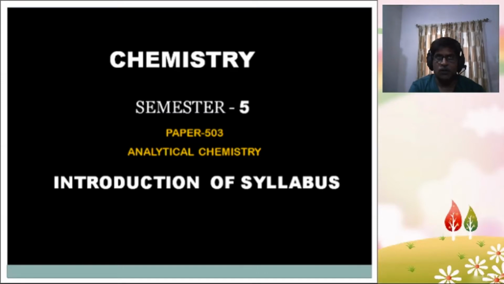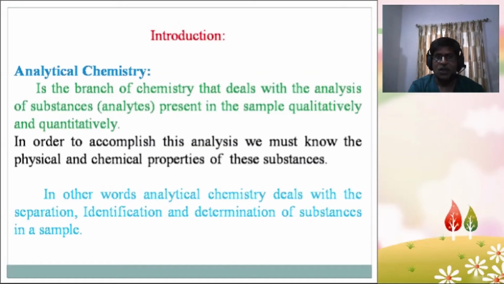First of all, we discuss analytical chemistry. What is analytical chemistry? Analytical chemistry is the branch of chemistry that deals with analysis of substances present in a sample, qualitatively and quantitatively. In order to accomplish this analysis, we must know the physical and chemical properties of these substances. In other words, analytical chemistry deals with the separation, identification and determination of substances.